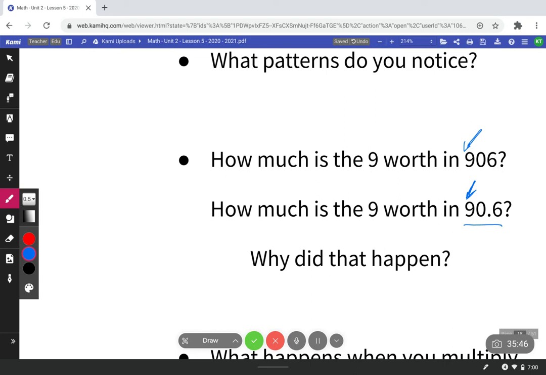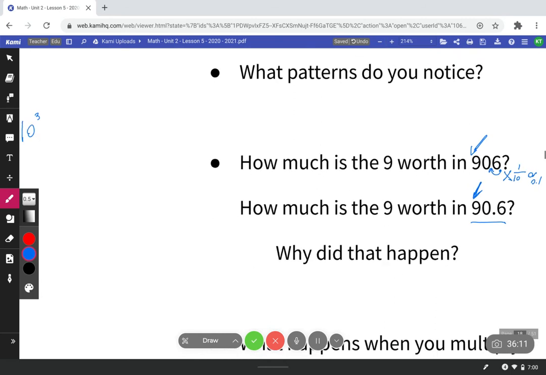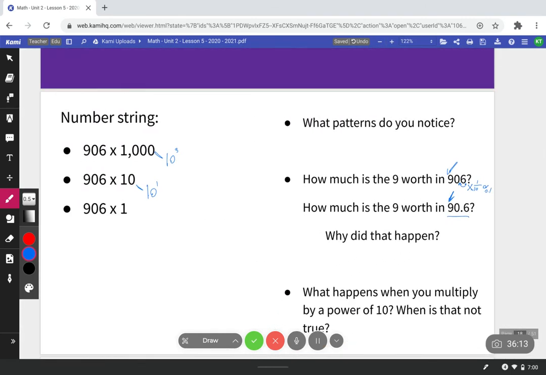And why did that happen? Well, it decreased a place value, so we probably multiplied it. If we do 906 multiplied by 1/10, that decimal point that's here would move over here. So I'm assuming that's what happened, but we don't know quite yet. We will find out tomorrow.